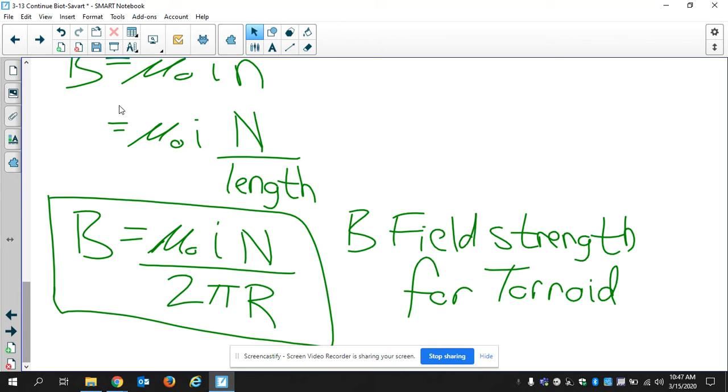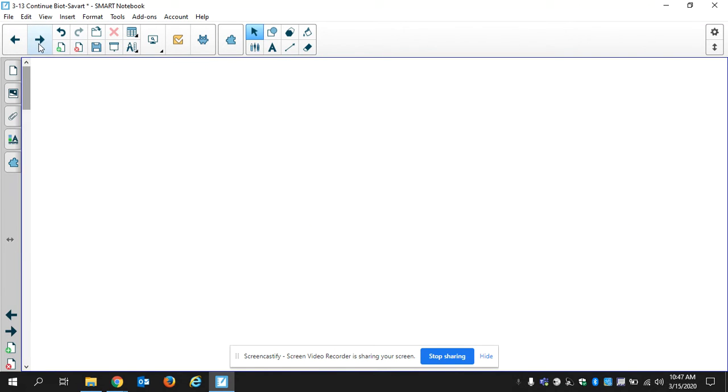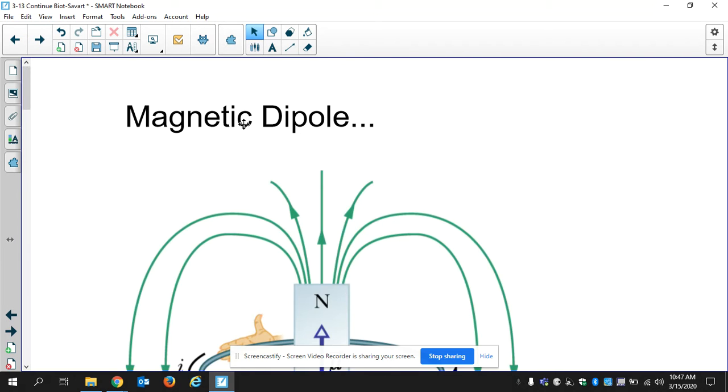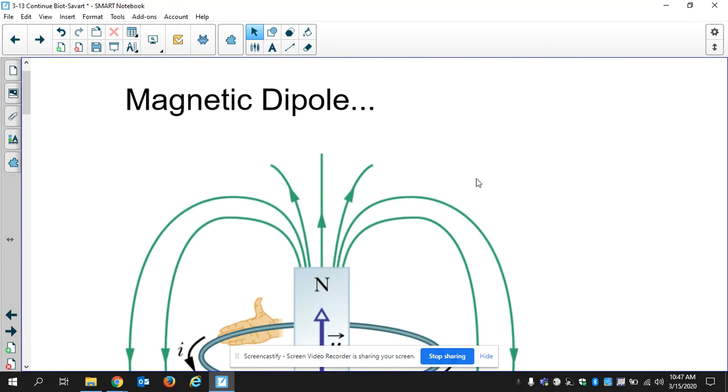It never comes up, but potentially it could. So at least I wanted to mention it to you. I don't think I have anything here. Nope, blank page. Okay, magnetic dipole, last little part.